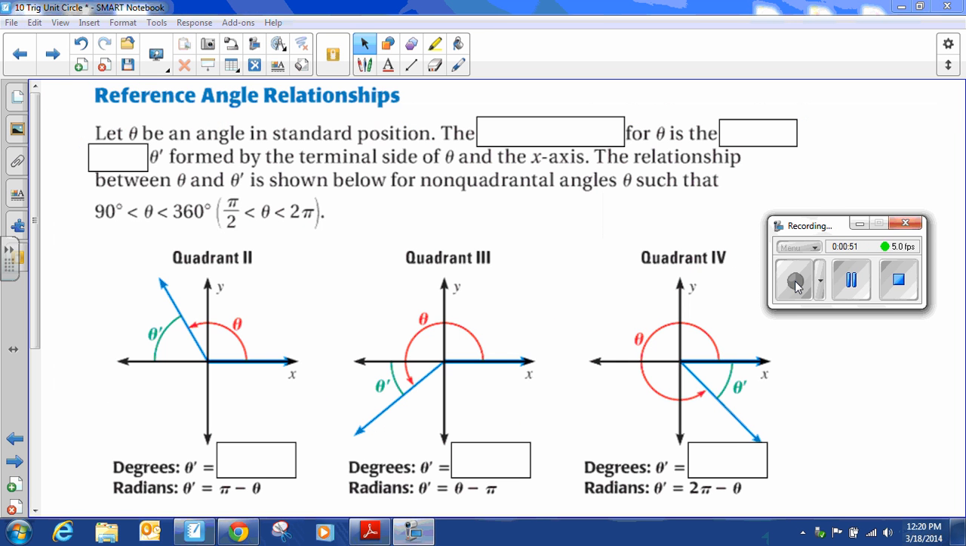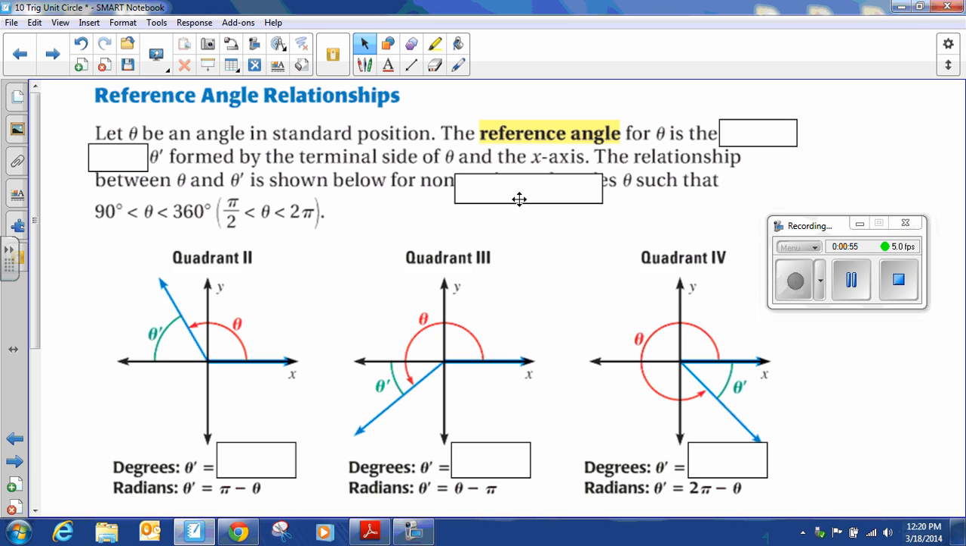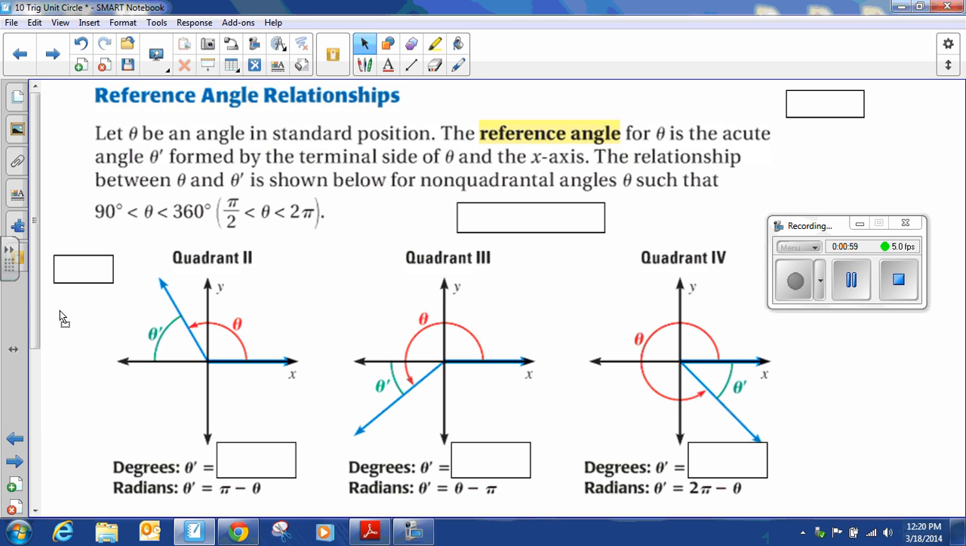Okay, reference angles. So, let theta be an angle in standard position. The reference angle for theta is the acute angle, theta prime, formed by the terminal side of theta and the x-axis. The relationship between theta and theta prime is shown below for non-quadrantal angles theta, such that theta is between 90 and 360 degrees, or pi over 2 and 2 pi radians.